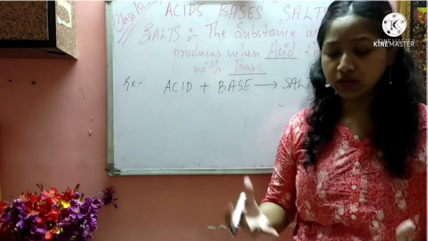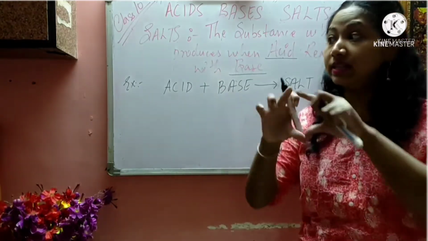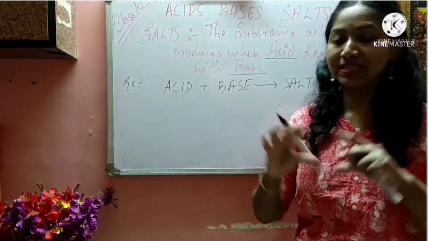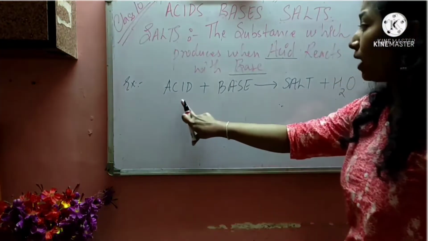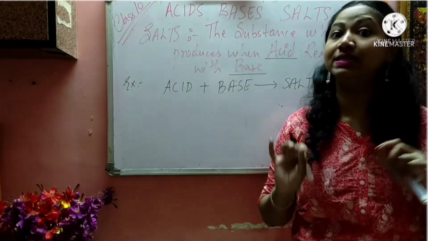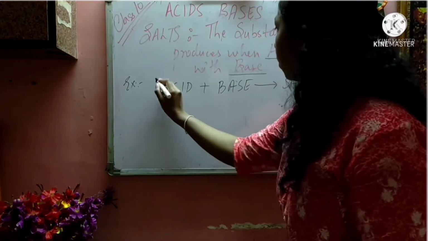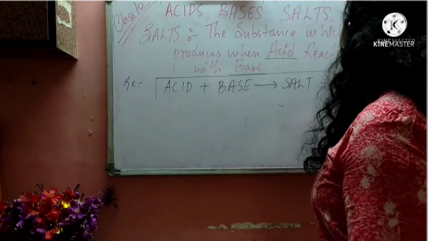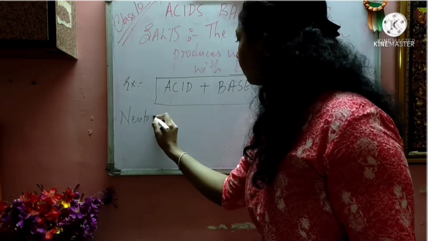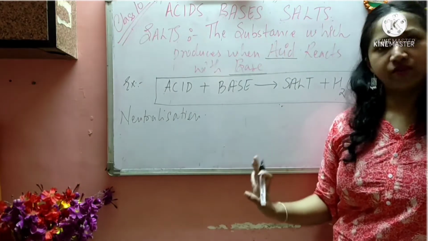The reaction wherein acid reacts with the base and you get salt and water is called a neutralization reaction. In coming videos, you will see that in detail. So when acid reacts with the base, you get salt and water, and this reaction is called a neutralization reaction.